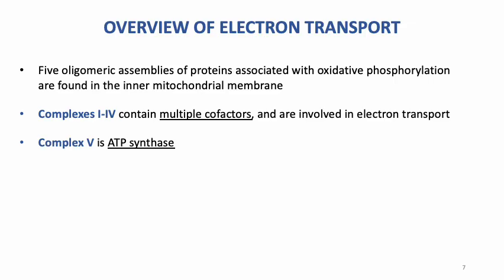As I said earlier, in the inner mitochondrial membrane, there are protein complexes that are associated with the electron transport chain and the production of ATP. And there are four complexes, complex 1, 2, 3, and 4, that include several cofactors and several electron carriers that are involved in electron transport, and there is one complex, complex V, that is involved in the synthesis of ATP.